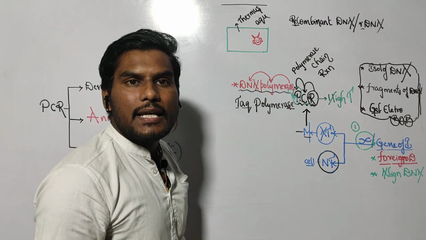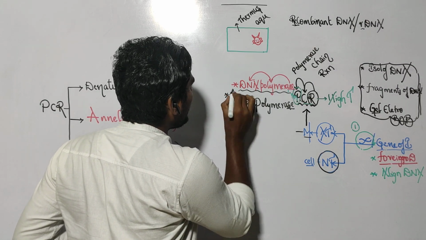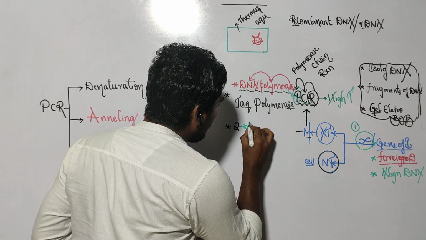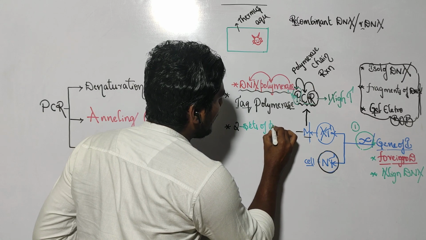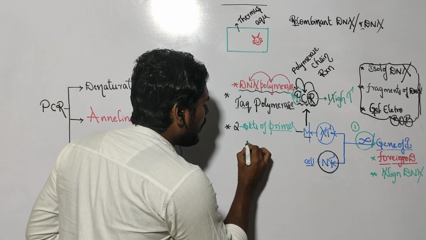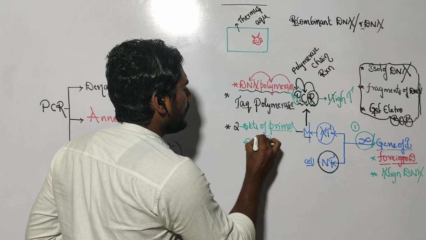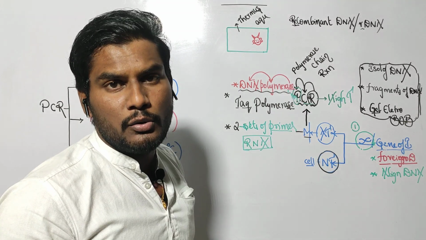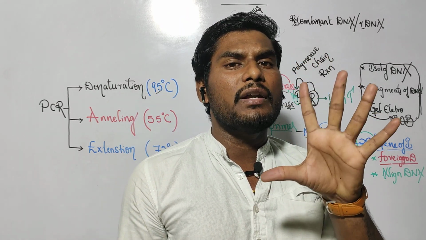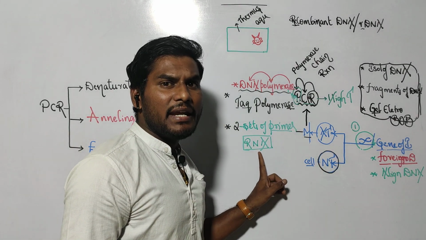And along with that enzyme, we require two sets of primer. What is this primer? Primer is a small molecule, an RNA molecule. Remember that. It is an oligonucleotide. What is the meaning of oligonucleotide? Oligo means few. It has a few nucleotides. So that is not DNA, that is RNA.